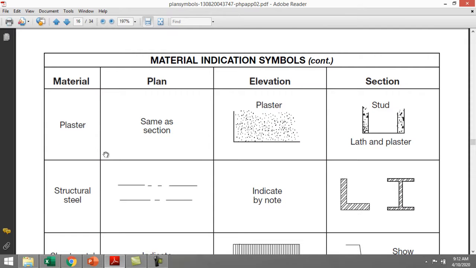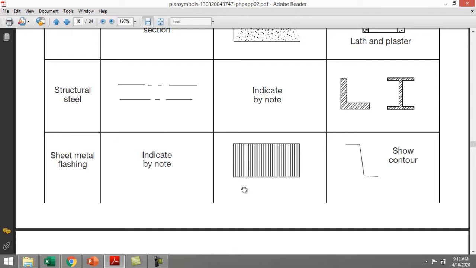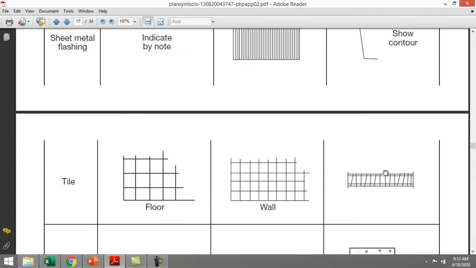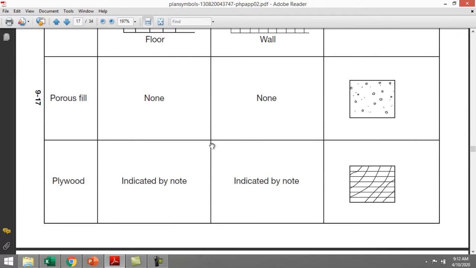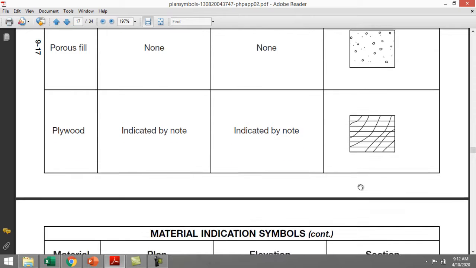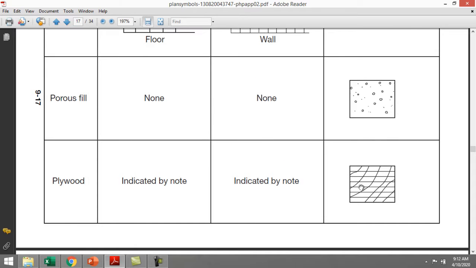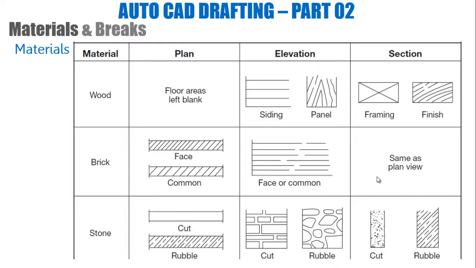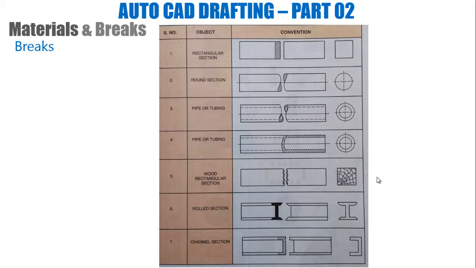And further we have plaster, structural steel, sheet metal, finishing, tiles, porous fill, plywood and so on. So download this PDF file and then you can go through. Okay, that's about the materials. Then we can get into the breaks.